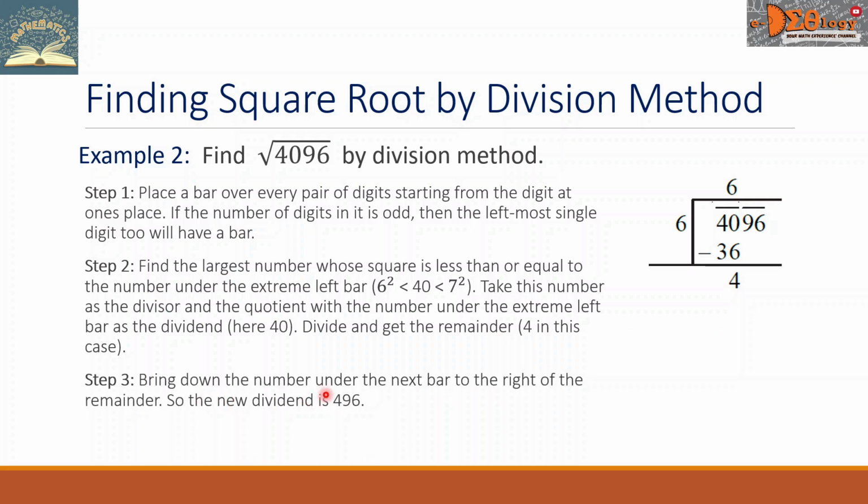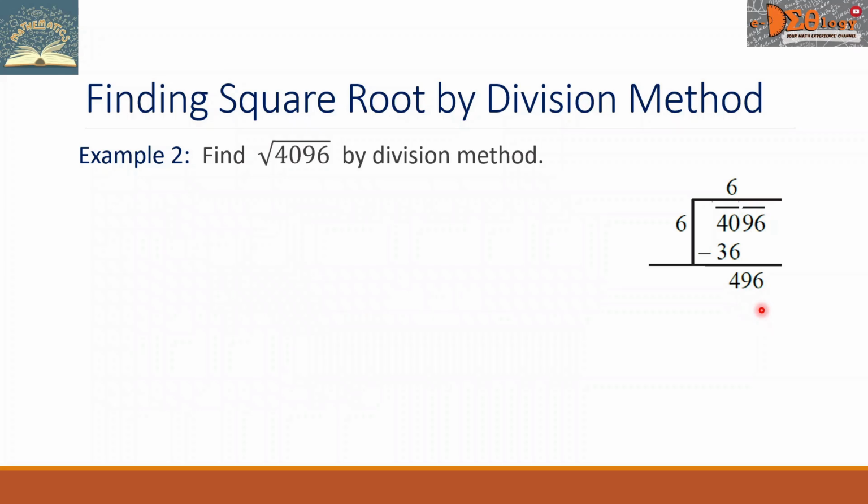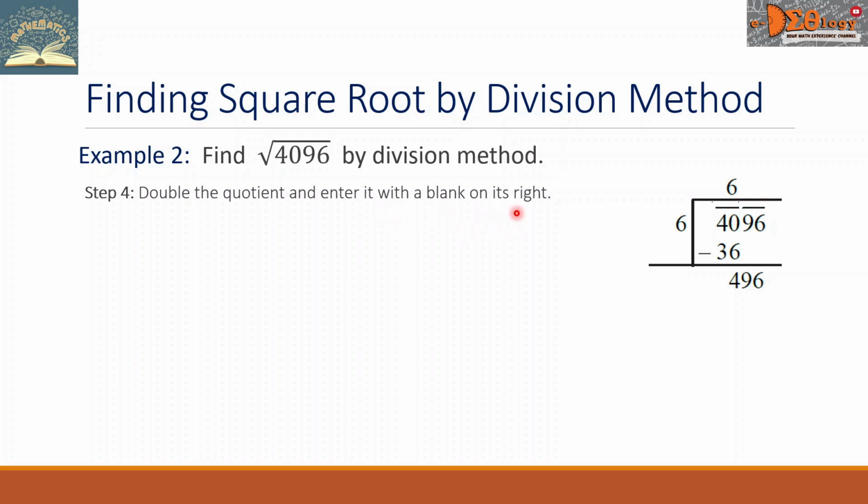Step 3. We bring down the number under the next bar, which is 96. So we now have the new dividend, 496. Step 4. We double the quotient and enter it with a blank on its right. The number 6, we double, it becomes 12, then there is a blank after the number 2. We need a digit here.